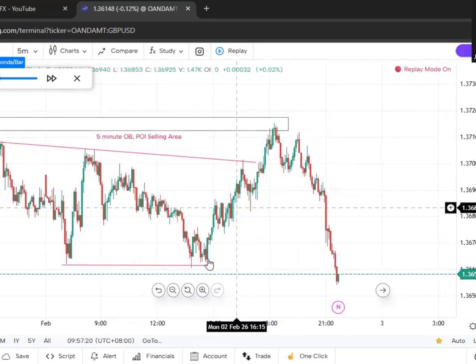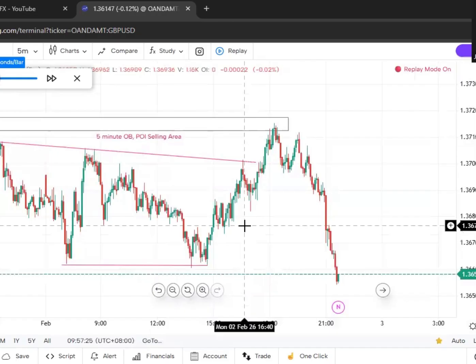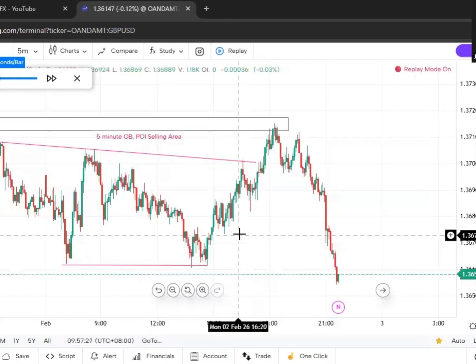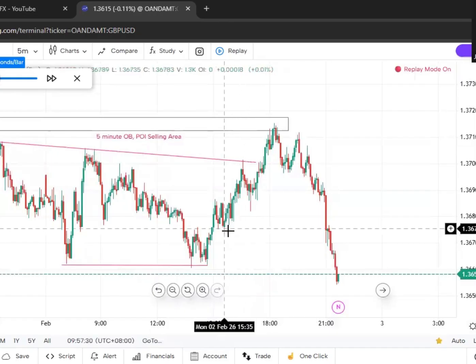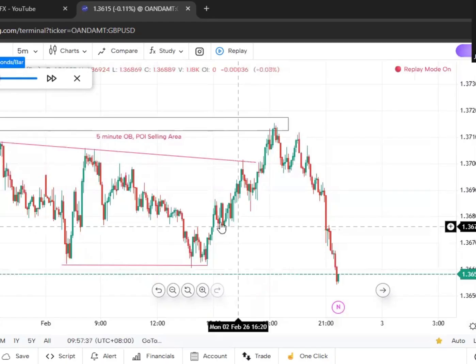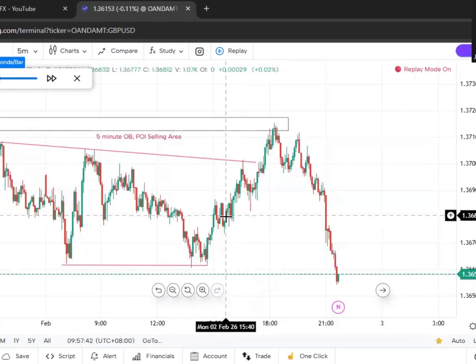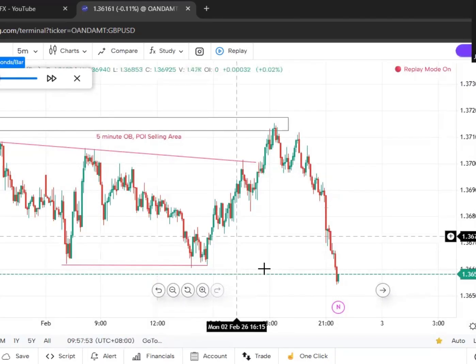Some people might think that is small, but here's the truth. Pips don't matter. What really matters is the risk to reward ratio. If you focus only on pips, you will always feel limited. But if you focus on risk to reward, you start thinking like a professional trader. This trade was planned for around 1 to 7 RR, but price actually dropped even farther, reaching close to 1 to 15 risk to reward before pushing back up.